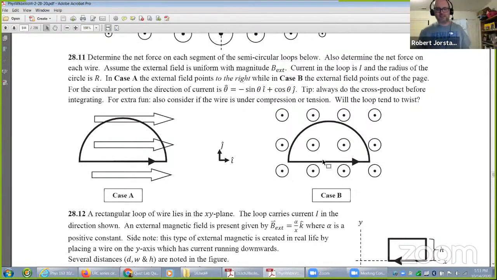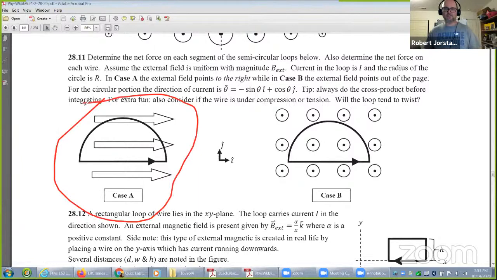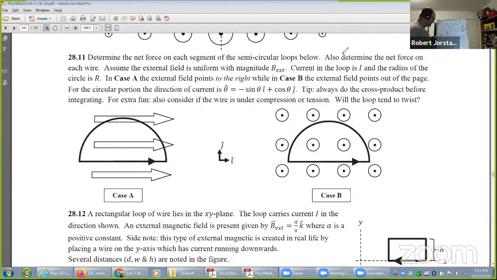Let's try to look at one of these ones. Circular loops are very, very common, and you might be wondering, how could I do the force on a circular loop? Well, we need to think a little bit here. Let's just focus on case A for right now, rather than trying to do everything at once. So I'm going to look at 28.11, case A. I'll just draw this up here.